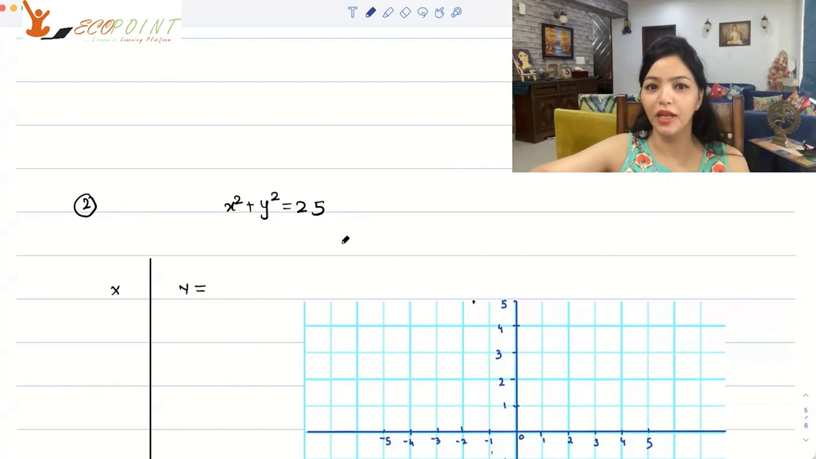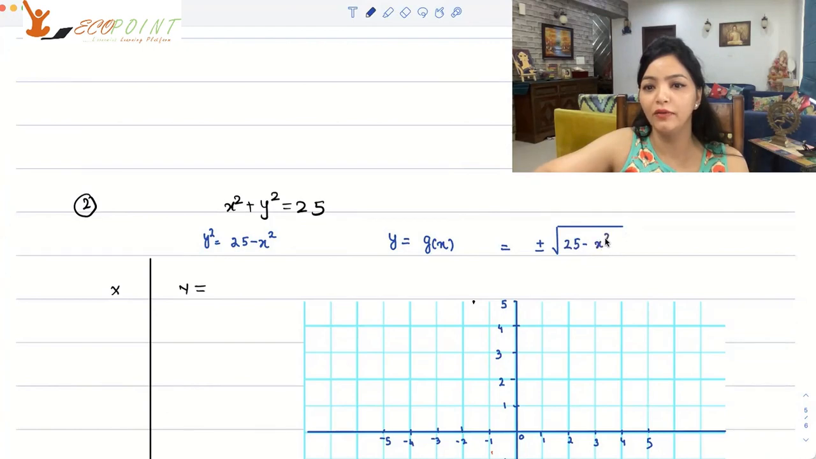In the second example, I took the function x squared plus y squared equals 25. We can actually write down this function also in terms of y equals g(x). And how will we do that? y squared is equal to 25 minus x squared. Taking the square root, whether I take the positive square root of 25 minus x squared or the negative square root of 25 minus x squared, when I square, I will get the positive value of y squared only.